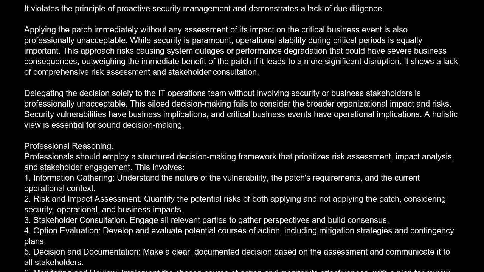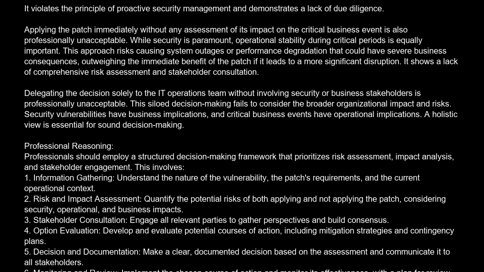Holistic view is essential for sound decision-making. Professional reasoning: professionals should employ a structured decision-making framework that prioritizes risk assessment, impact analysis, and stakeholder engagement. This involves: 1. Information gathering. Understand the nature of the vulnerability, the patch's requirements, and the current operational context.